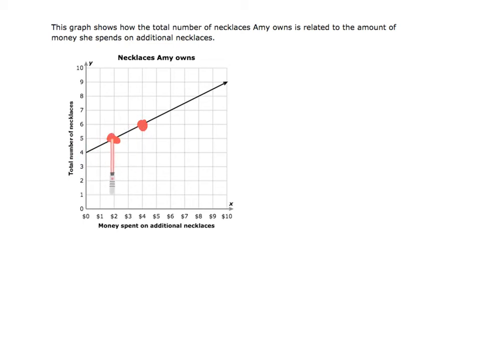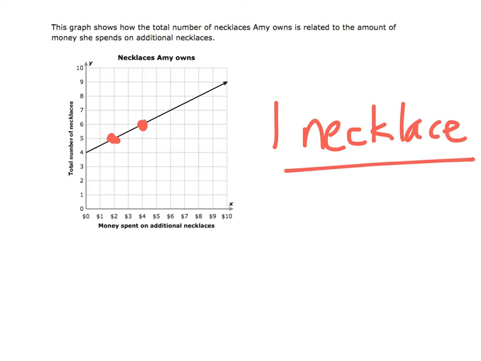It goes from 5 up to level 6. 5 to 6. Okay, that's 1 necklace. So I'm going to write that down. 1 necklace over. We go from $2 to $4. So that is, each box is worth $1. So over $2.